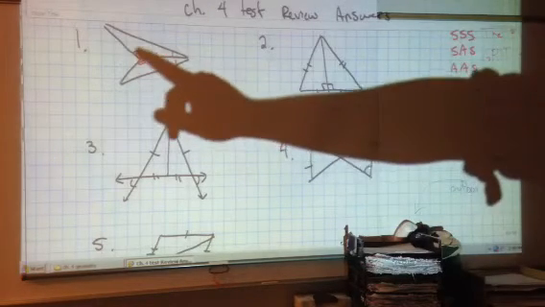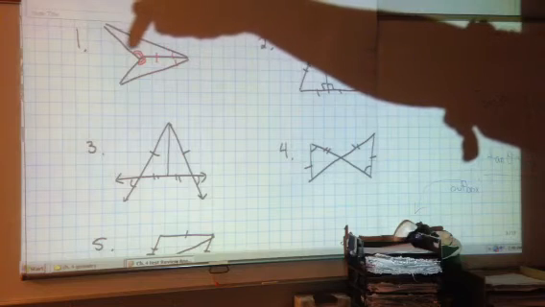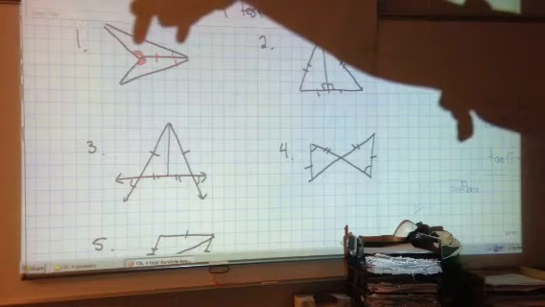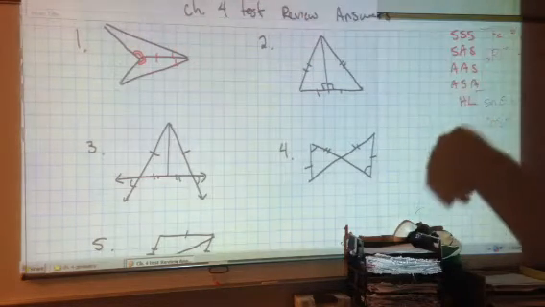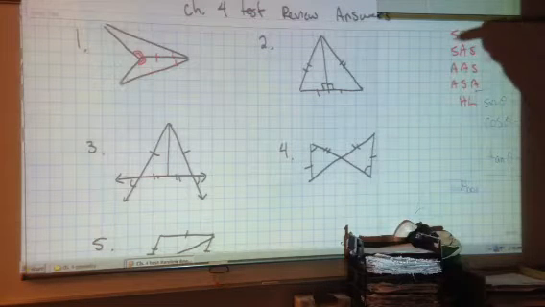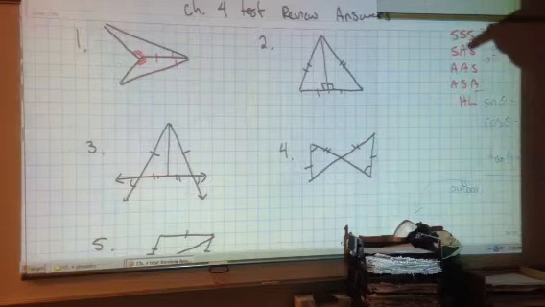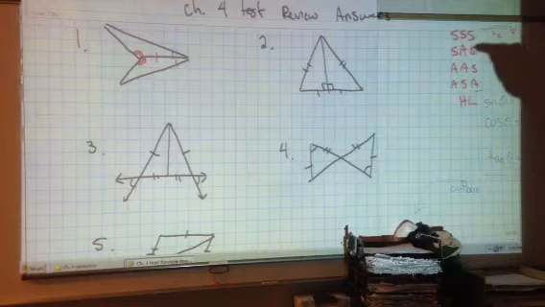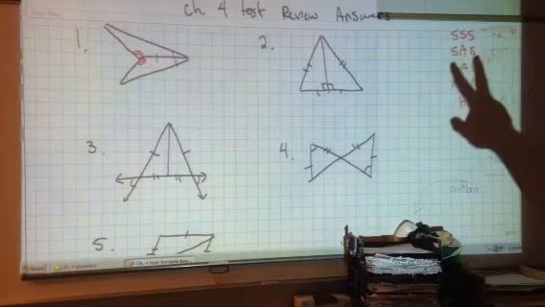Number 1, look at this top triangle here. I have an angle that's congruent. I have a total of 2 angles that are congruent. So automatically I know it's not side, side, side, because that's just if all 3 sides are congruent. It's not side, angle, side, because that'd be if the angle between 2 sides is congruent.